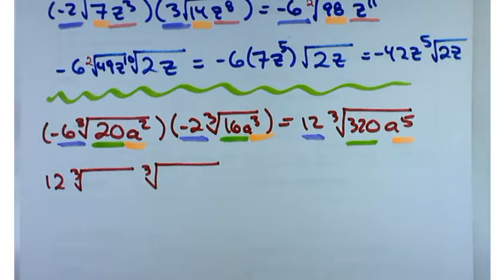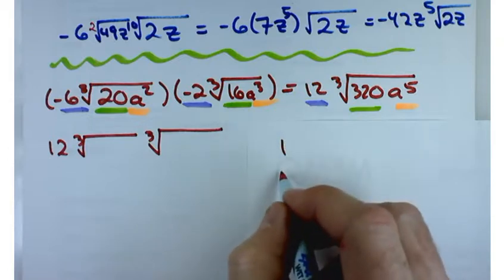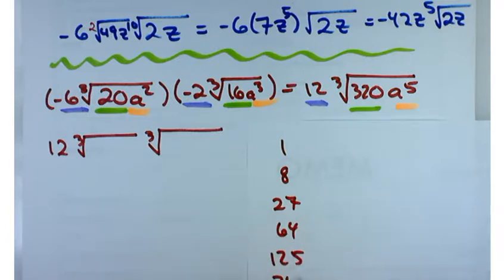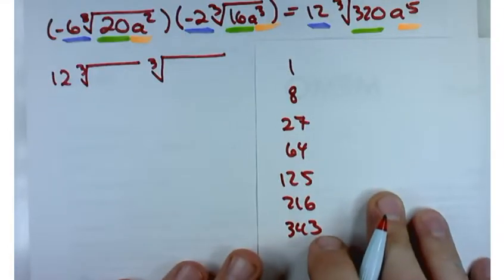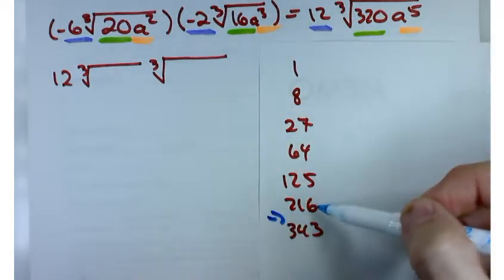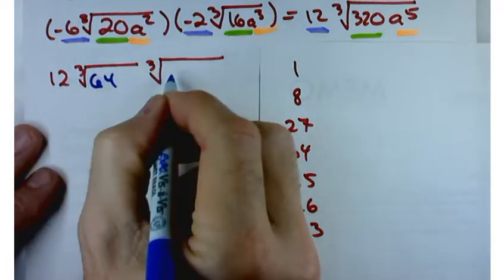Now this time, instead of looking at my list of perfect squares, what list am I going to look at? Cubes. So 1 cubed is 1, 2 cubed is 8, 27, 64, 125, 216, 343, etc. I think that's high enough. So 320 fits in here. Work your way up that list. Find the largest perfect cube that evenly divides that number. Somebody said it. 64 goes in there 5 times. 64 and 5.